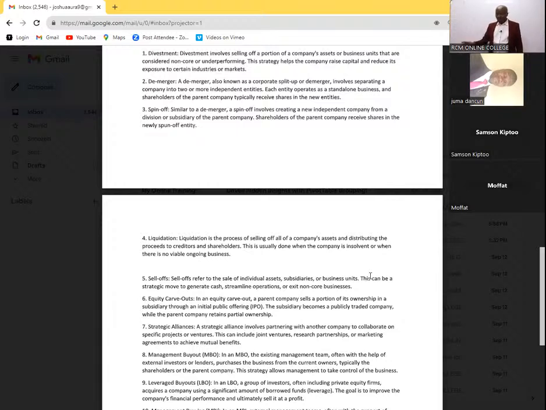The new company will be sold to third parties. We are creating a new company from an existing or a parent company, and then the new company will be sold to who? Will be sold to third parties. That's a sell-off.